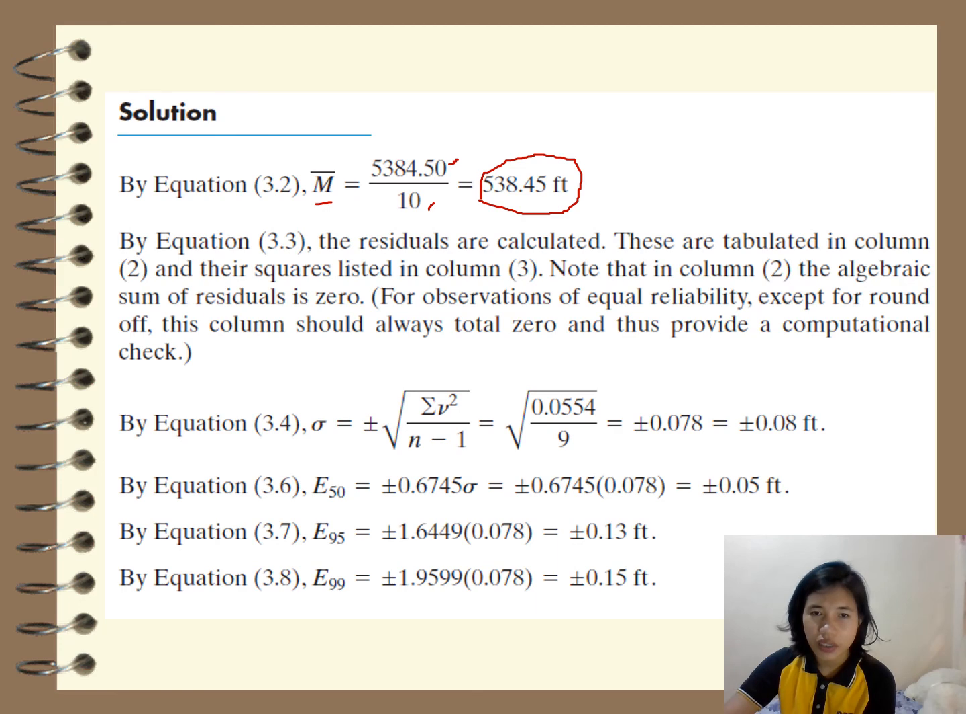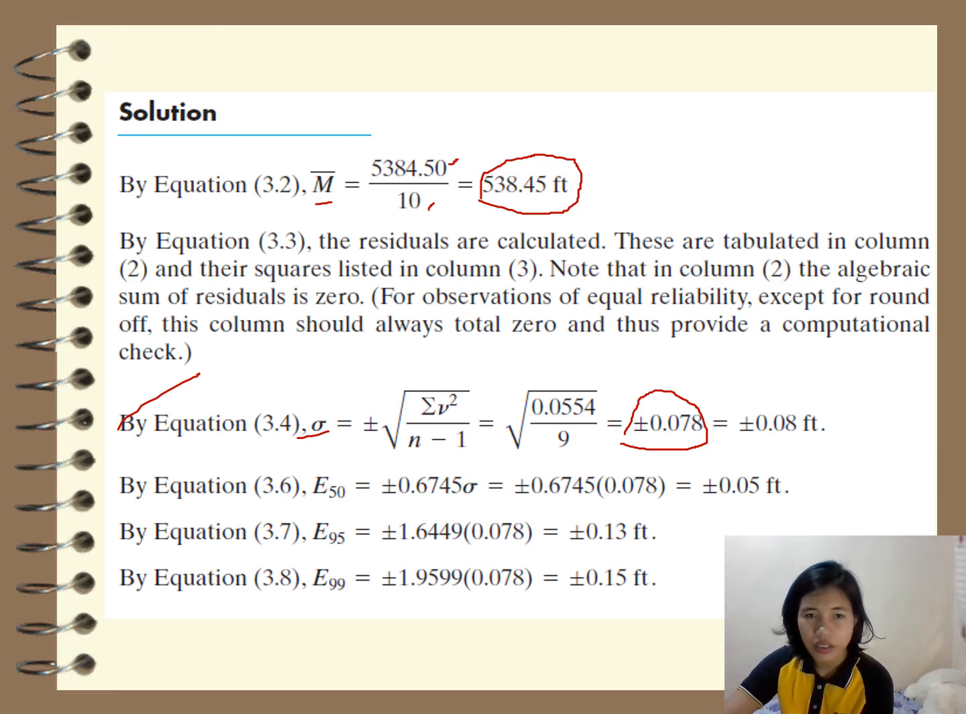So, the residuals are calculated and tabulated in a column. So, for observations of equal reliability, by equation, this is the solution. If our first requirement is the sigma, or the standard deviation, this is just the square root of the summation of the v squared over n minus 1. So, we get the correct answer, which is this value. So, that is our standard deviation.